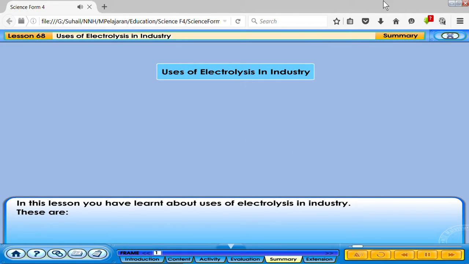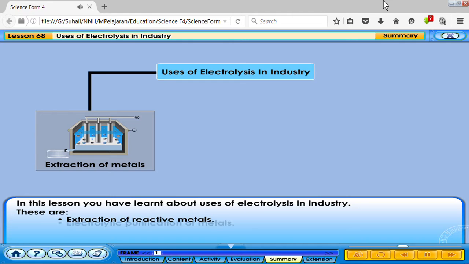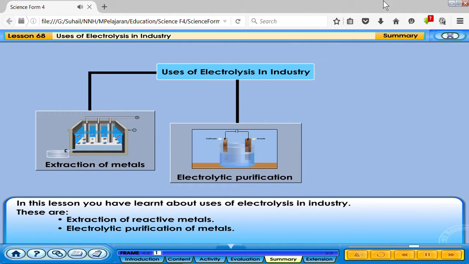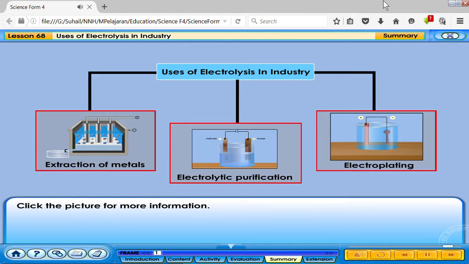In this lesson, you have learned about uses of electrolysis in industry. These are extraction of reactive metals, electrolytic purification of metals, electroplating of metals. Click the picture for more information.